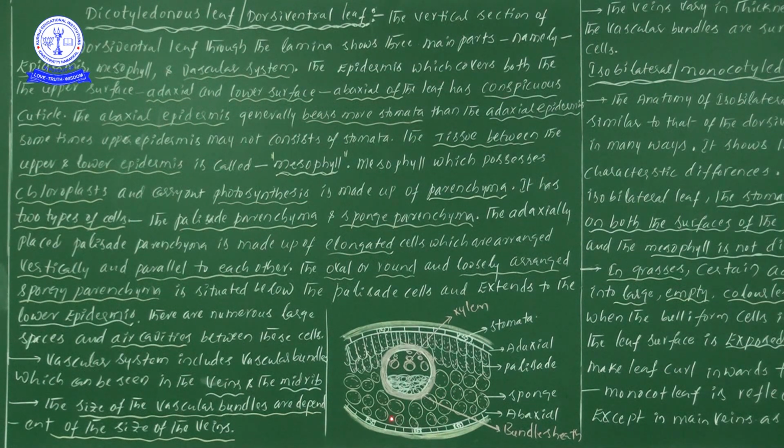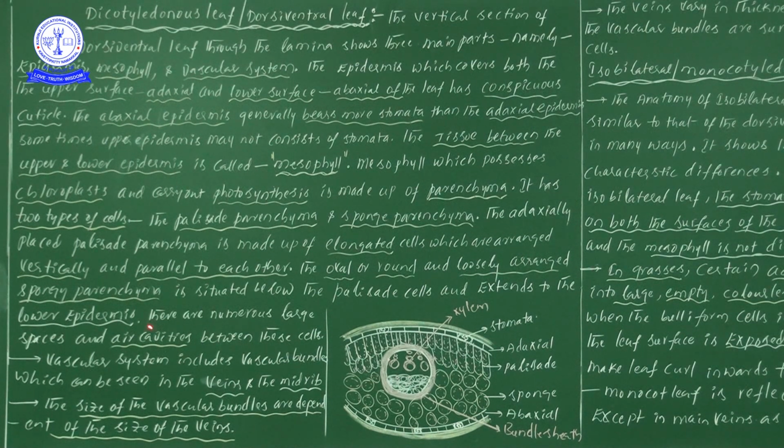You see the gap there. A gap means the cells are loosely arranged, not compactly arranged. So that is another thing we have to differentiate between the palisade parenchyma and the sponge parenchyma. My dear students, these are easy points, but important, and we can easily keep them in our mind.